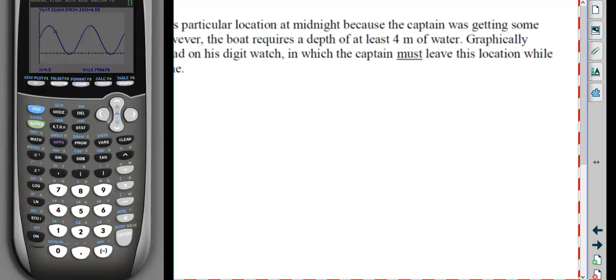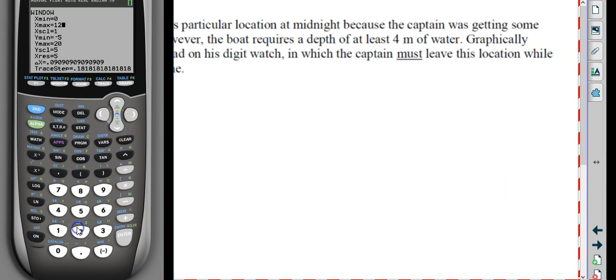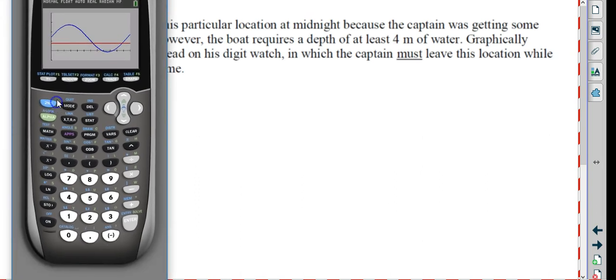Okay, so we're going to go back here. Got a nice little graph. I'm going to reset my window and say 12 hours will do here, and we'll go to y equals 4. So it means he's got to leave here. It's like high tide, but he's got to leave at this point. Second calc, intersect. Oh, look, it's there.